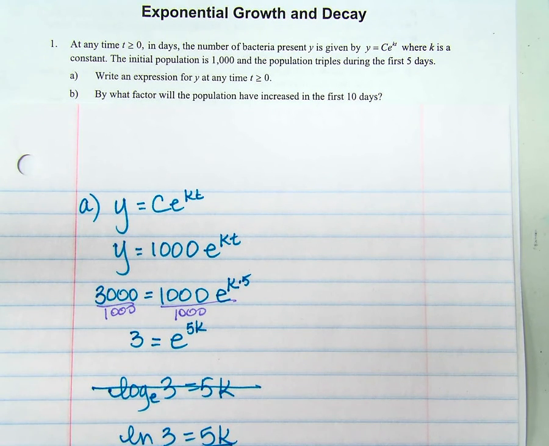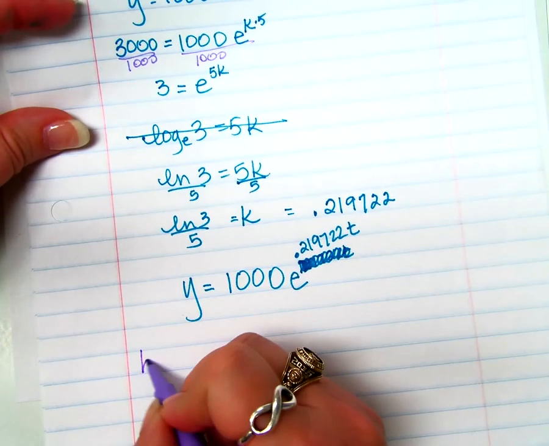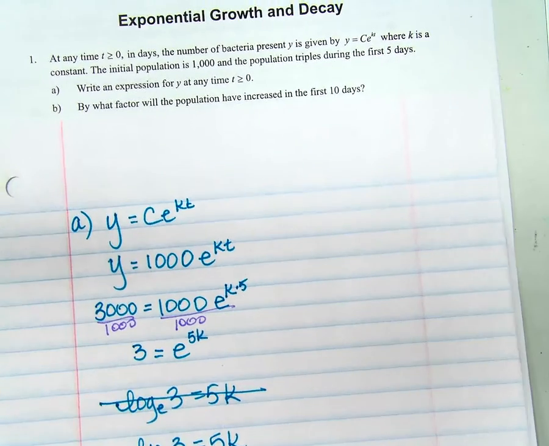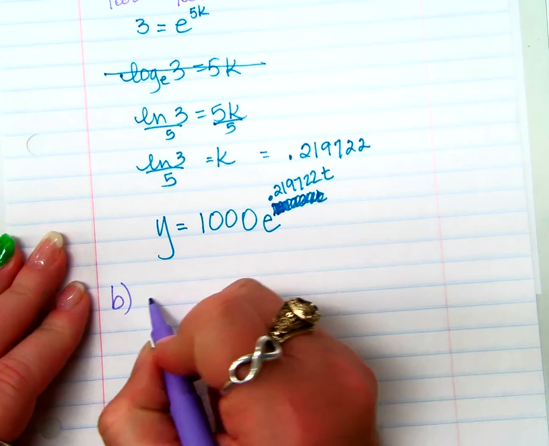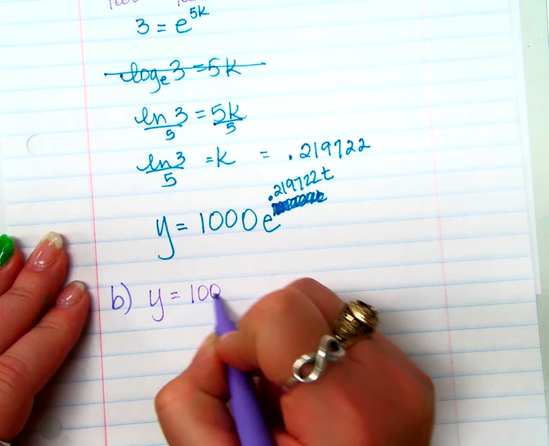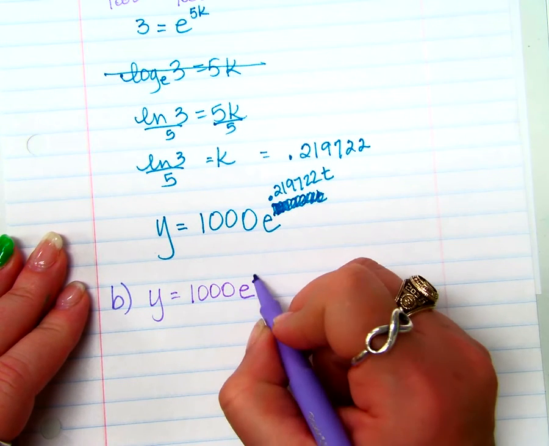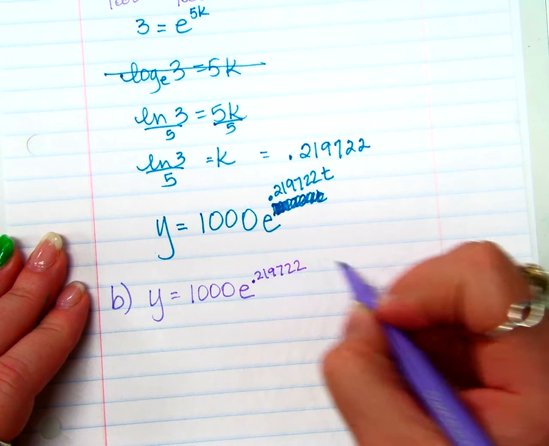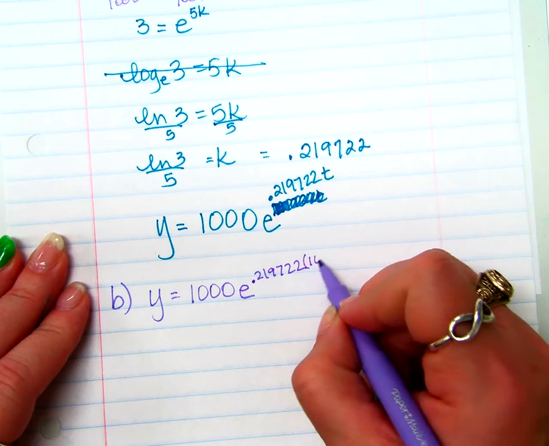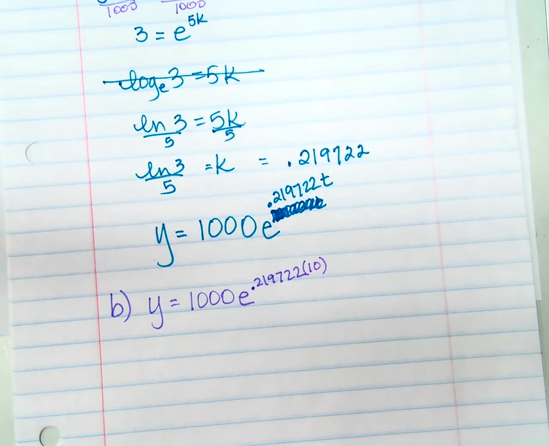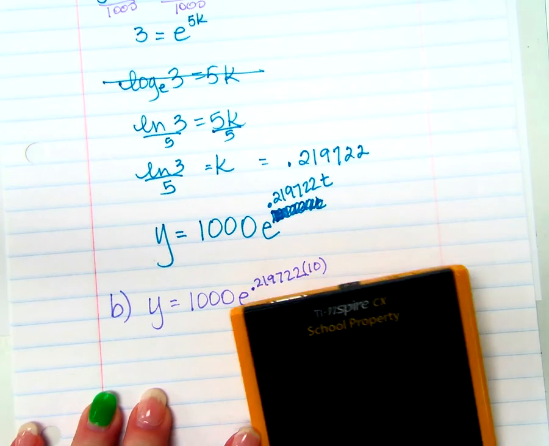You ready to go to B? B says, by what factor will the population have increased in the first 10 days? So where should we start? Well, we should start with what we just found, right? y equals 1,000 e to the 0.219722. I should put 10 in here. 10 is my time, 10 days, right? That's a real easy number to figure out because I just punched that in the calculator, don't I?